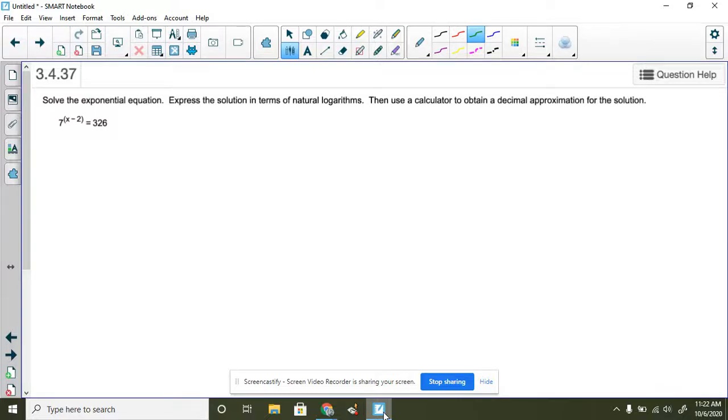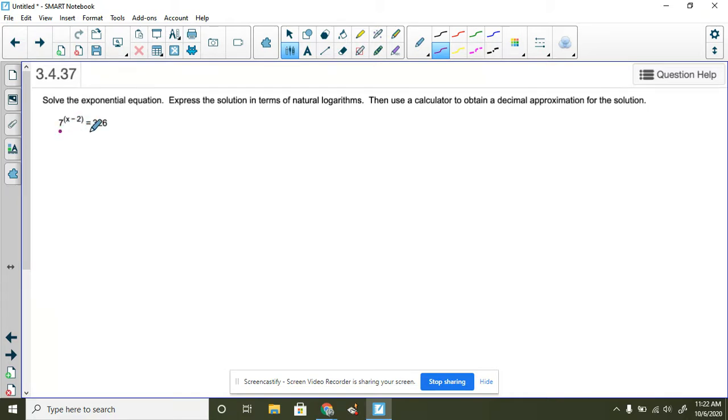Okay, let's look at a specific way that the Math Excel program wants answers to be expressed to some of these exponential equations. They say solve the exponential equation, express the solution in terms of natural logarithms, then use a calculator to obtain decimal approximation. So when you look at this problem, okay, we have an exponential equation with a variable in the exponential level.